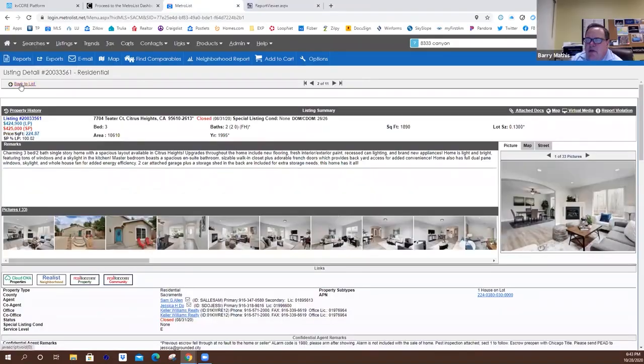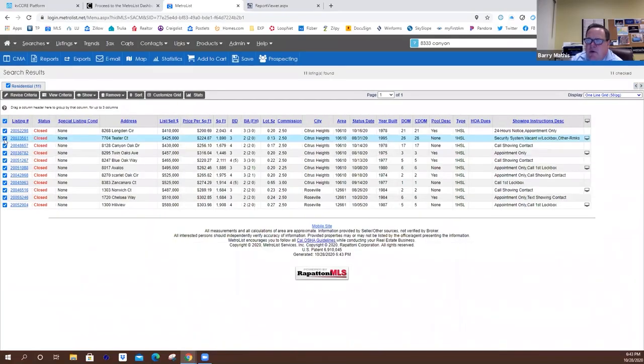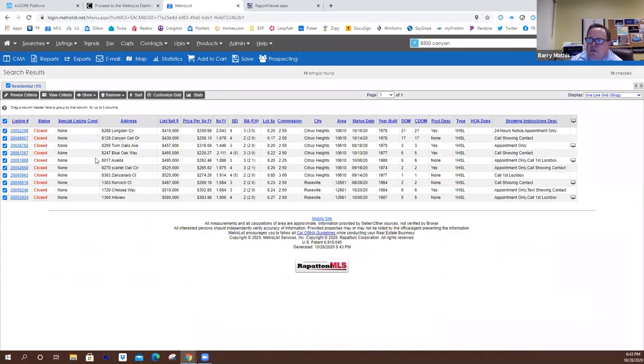All right, so that one is there, and I'm actually going to get it out because it's not that kind of property. So I'll take that one out, and again, use my remove unchecked. All right, so now I've got 10 properties. This is starting to be about what I'm looking for.